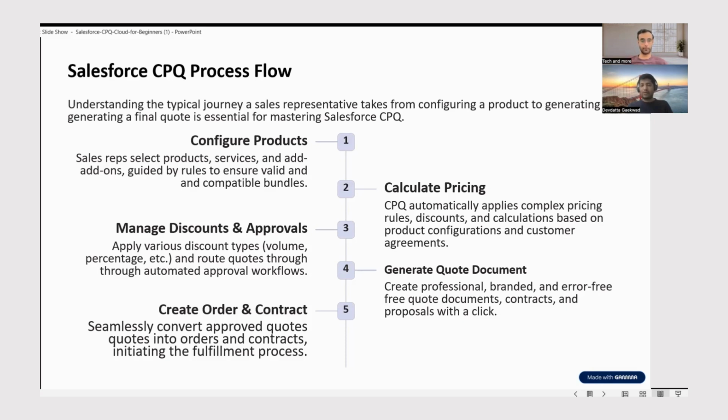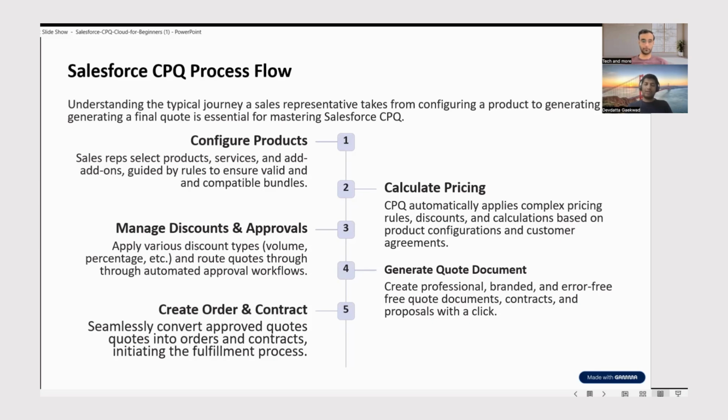Then we have to generate a quote. The quote has a personalized touch to it, like branding, the company's logo, and the terms and conditions, including the duration for which that particular product can be retained, or what happens in case there's a product fault. Everything is mentioned in the document, and we can personalize it according to our requirements.